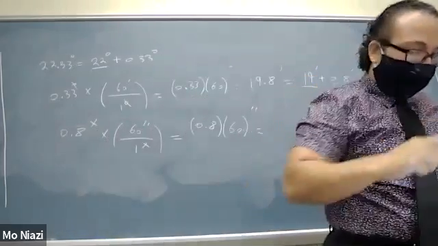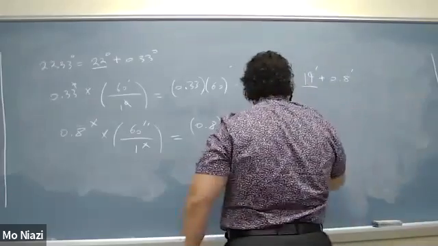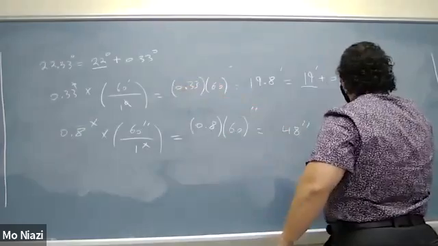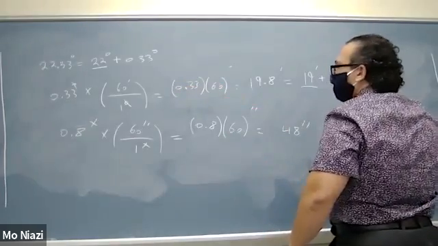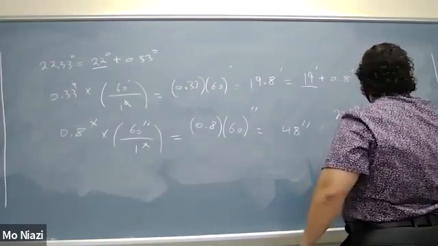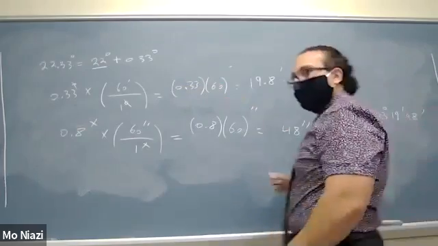And I've done the calculation for y'all. It's 48 seconds. So that implies 23.33 degrees is equivalent to 23 degrees, 19 minutes, 48 seconds.